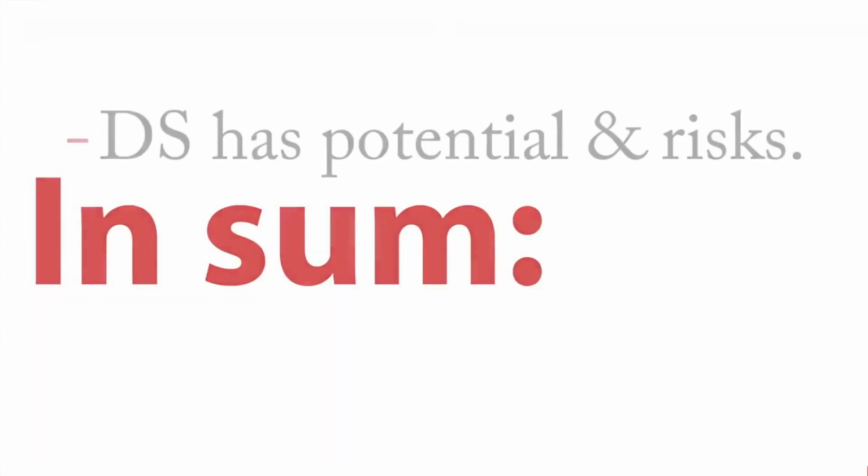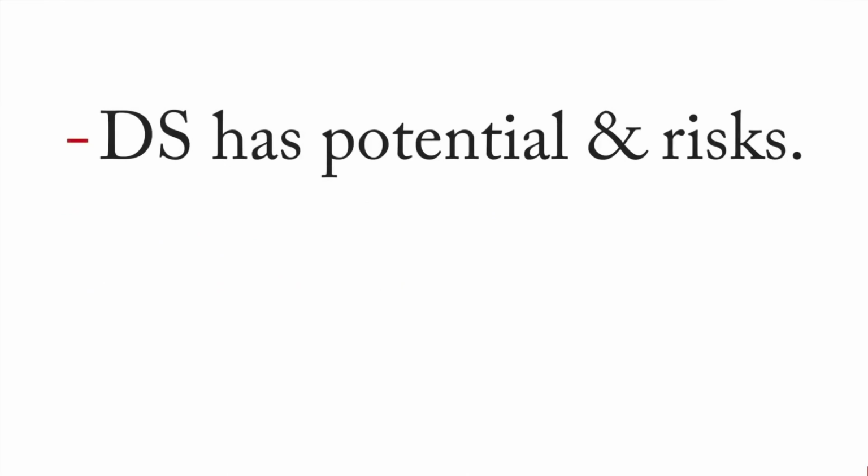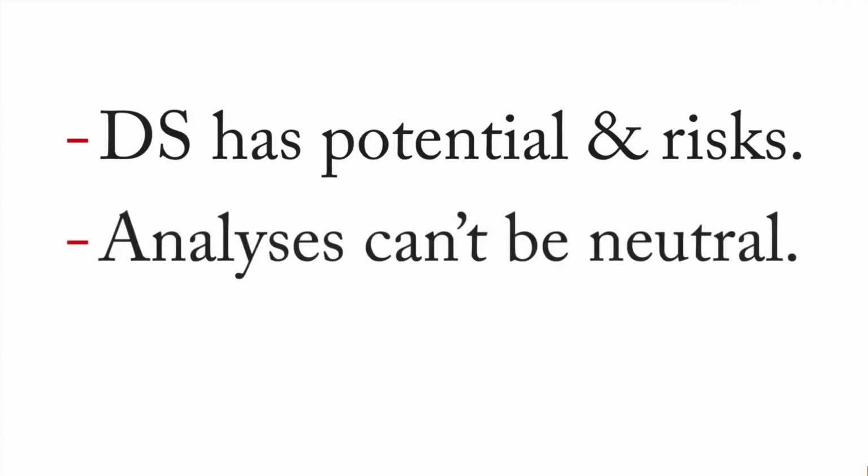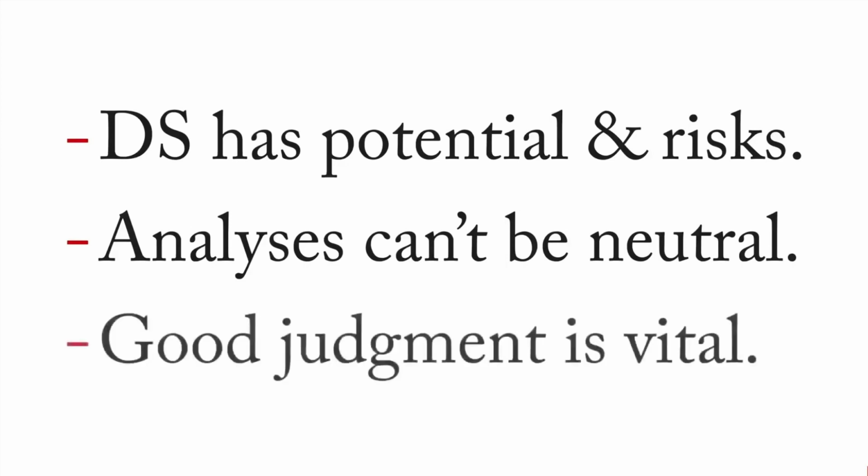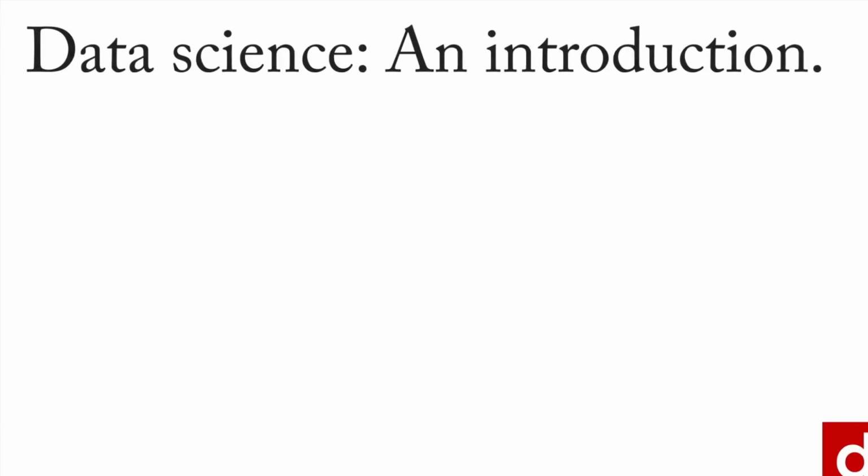In sum, data science has enormous potential, but it also has significant risks involved in the projects. Part of the problem is that analyses can't be neutral, that you have to look at how the algorithms are associated with the preferences, prejudices, and biases of the people who made them. And what that means is that no matter what, good judgment is always vital to the quality and success of a data science project.